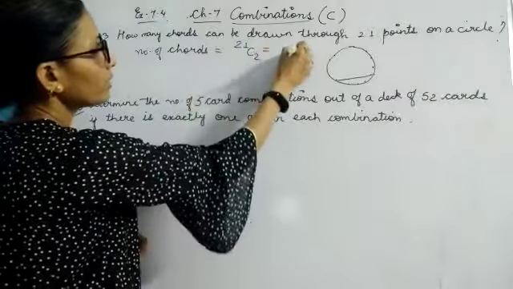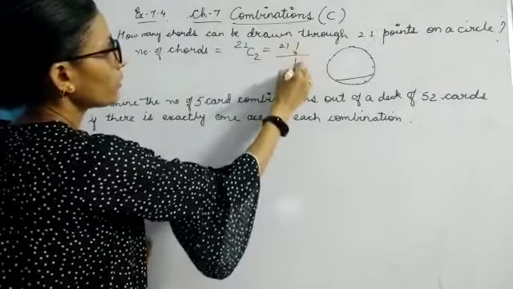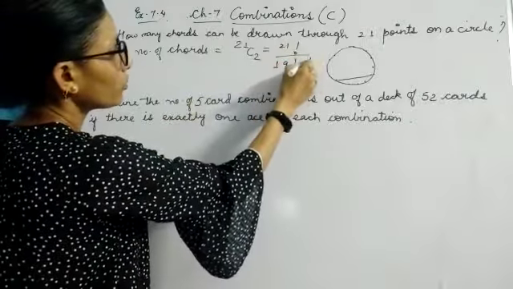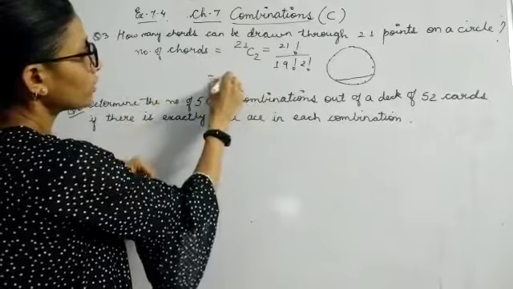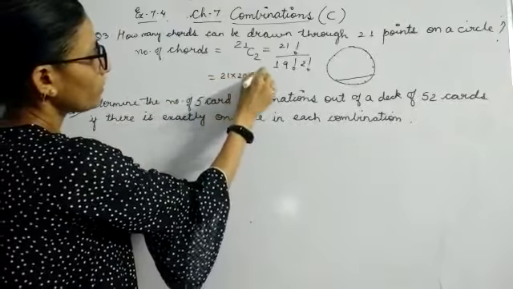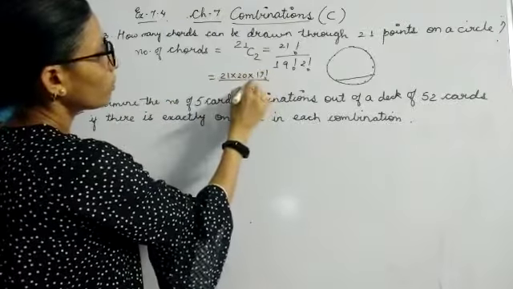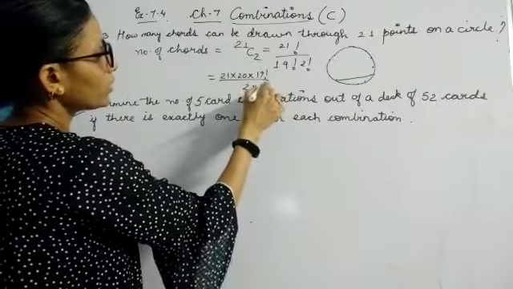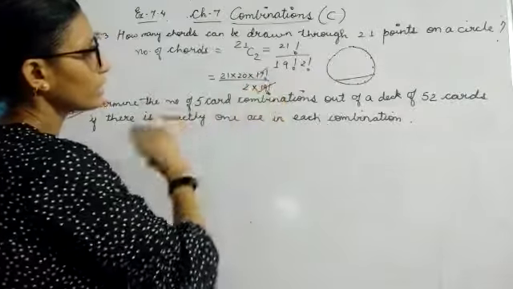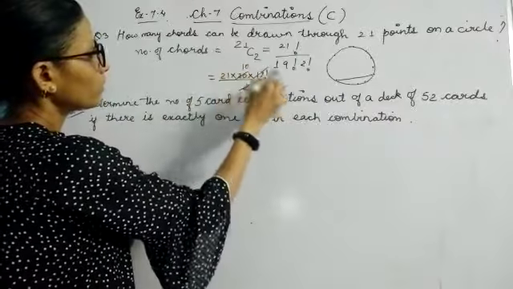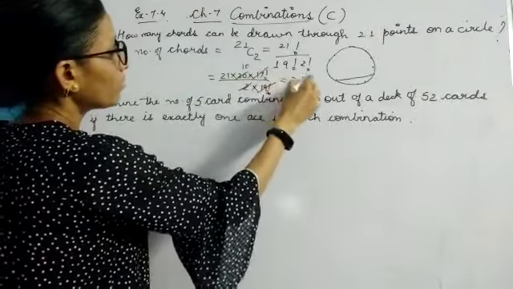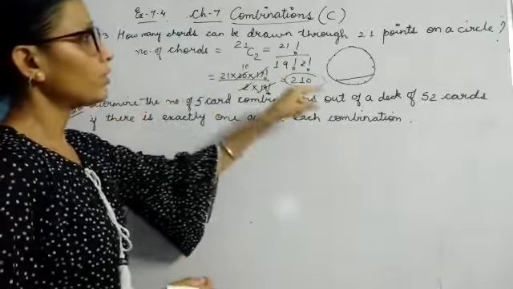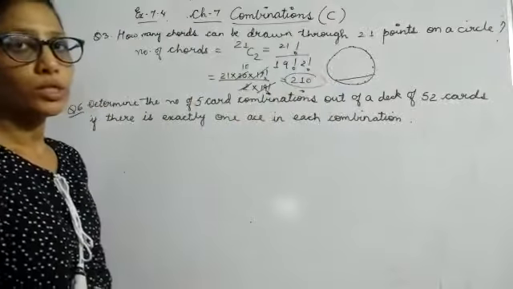You can expand it. It is factorial 21 upon factorial 21 minus 2, which is factorial 19, upon factorial 2. I can solve it further. This is 21 into 20 into factorial 19 whole upon factorial 2, which is just 2, and into factorial 19 is over here. So factorial 19 and factorial 19 are gone. 2 tens are 20, so this is 210. That means there are 210 chords when we have 21 points.